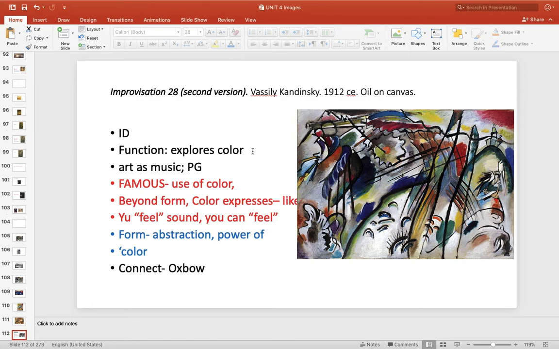What's he doing? His function, he's exploring the use of color. Art almost like music. He's famous for his use of color. He's the first person to use total abstraction. Color expresses, you can feel color like you can feel sound and music. His form is abstracted and colorful, power of color. Very important artist. You want to know him well.